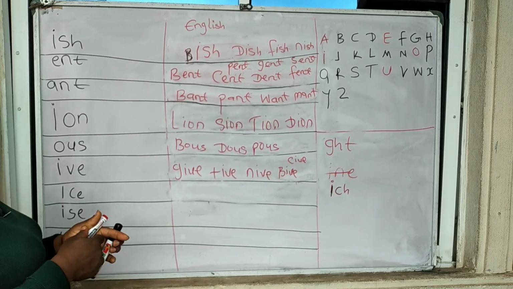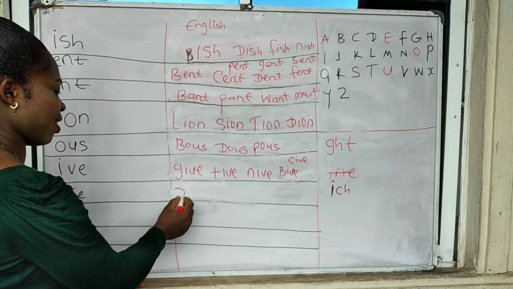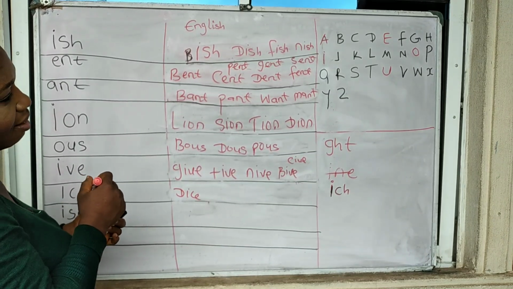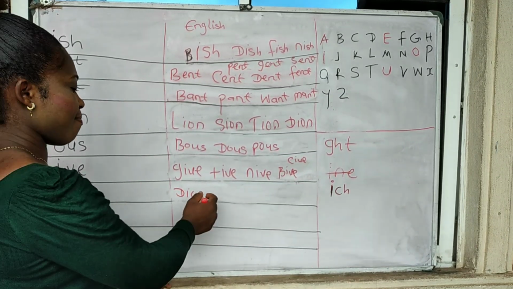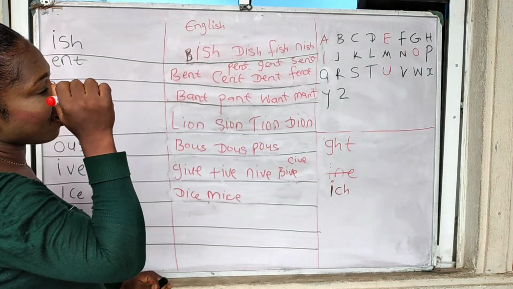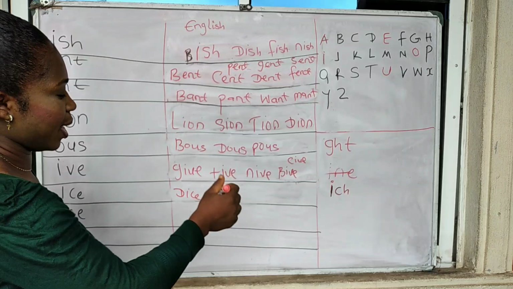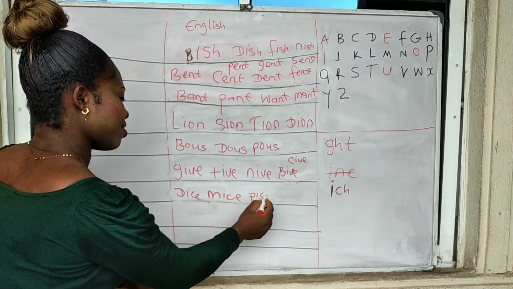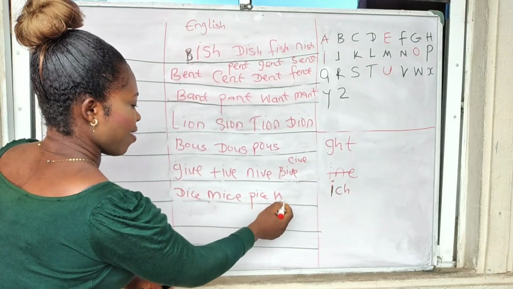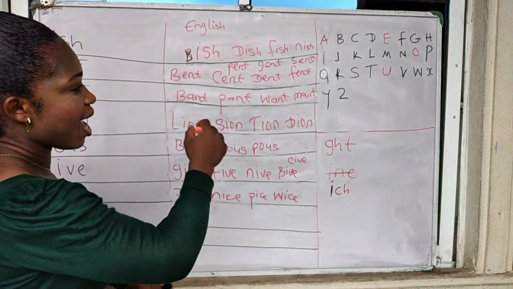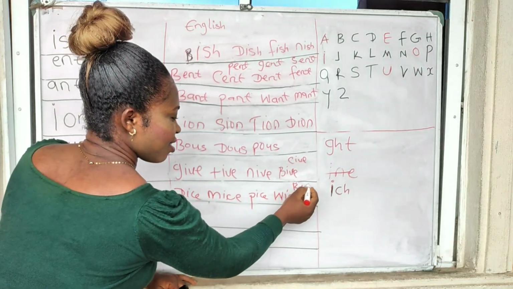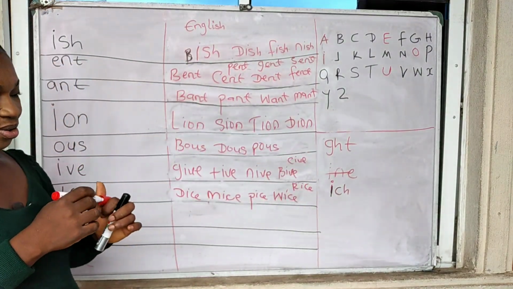So if I choose D, I have dies. If I choose M, I have mice. And if I decide to choose P, I have pies. If I choose W, I have ways. And if I decide to choose R, I have rice, and all the stuff.